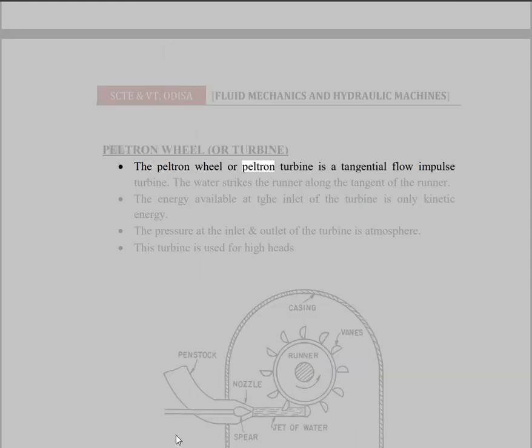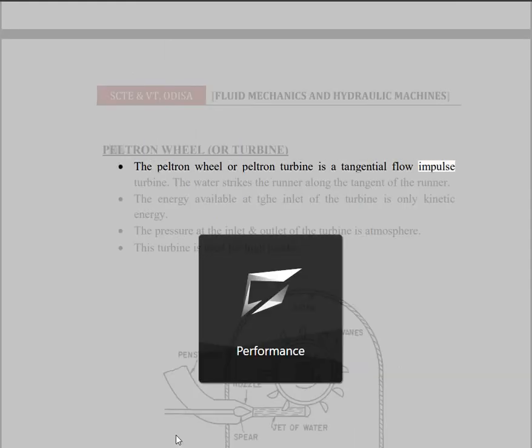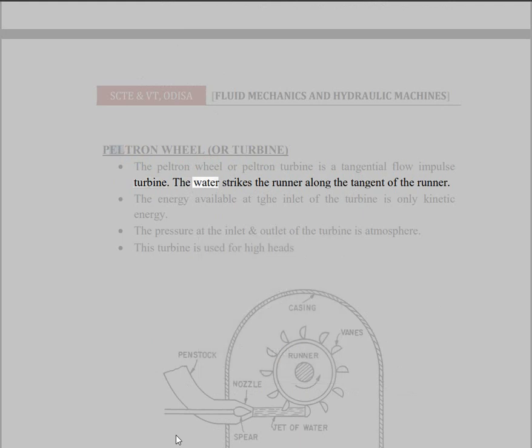The Pelton wheel or Pelton turbine is a tangential flow impulse turbine. The water strikes the runner along the tangent of the runner. The energy available at the inlet of the turbine is only kinetic energy. The pressure at the inlet and outlet of the turbine is atmospheric. This turbine is used for high heads.